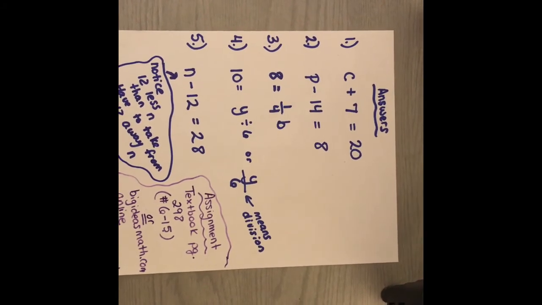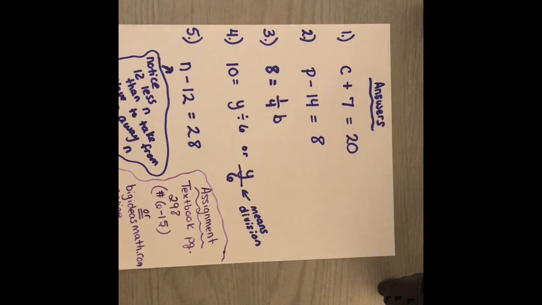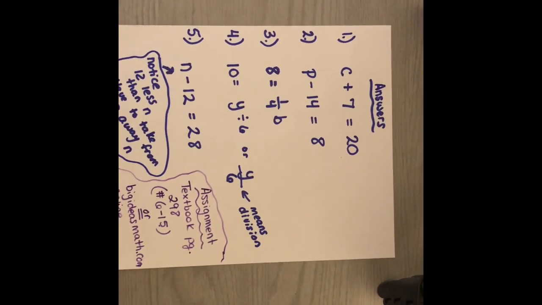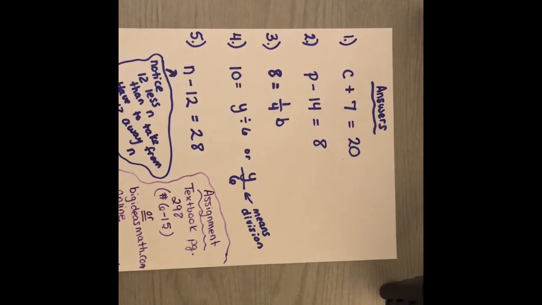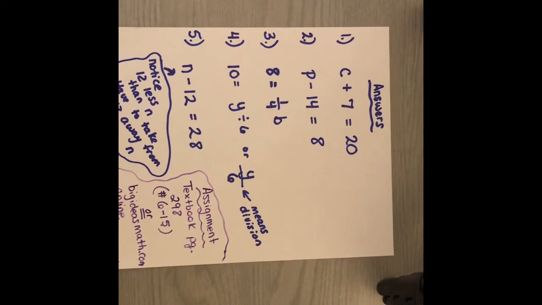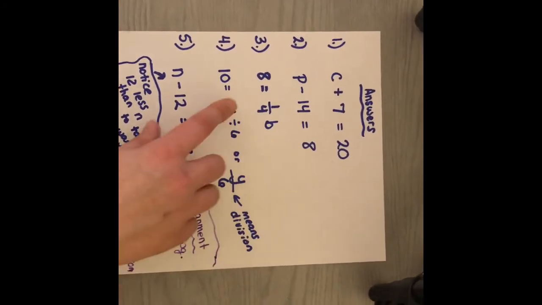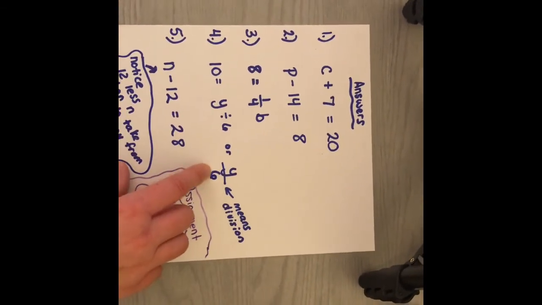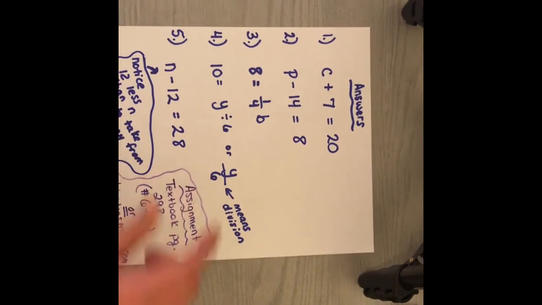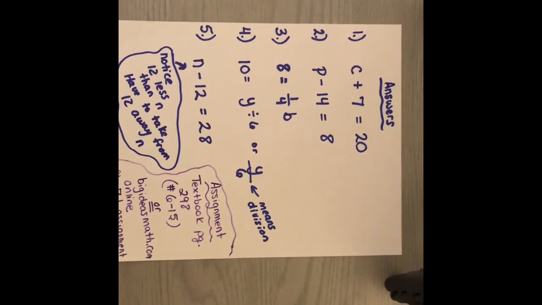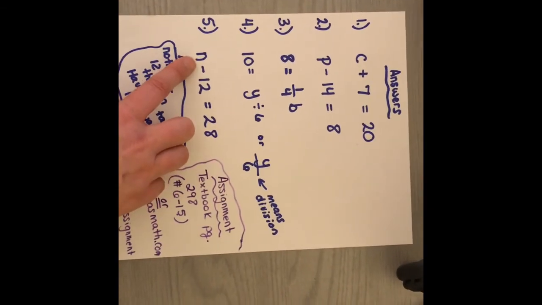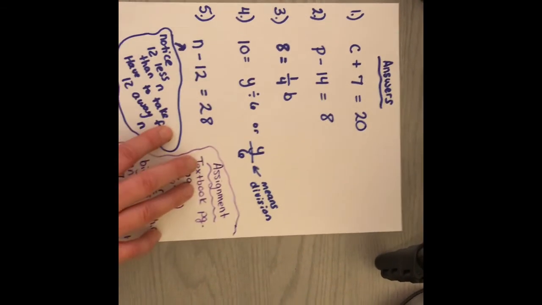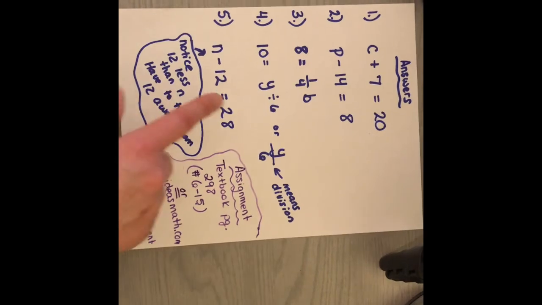And then 1/4 of b is just multiplication. The word of means multiplication. So you would just have 1/4 times b there. Number 4 is 10 equals y divided by 6. You could use a division sign like that, or you could write it as a fraction, y divided by 6. And the last one, be careful, it said 12 less than n. So n comes first. You're taking 12 away from n, and that's what I put here, equals 28.